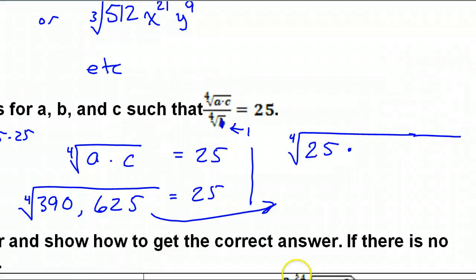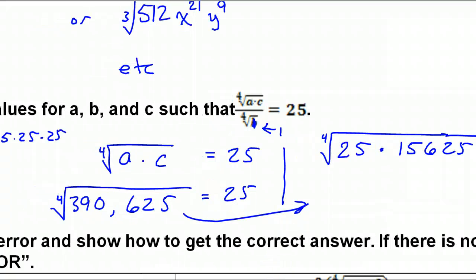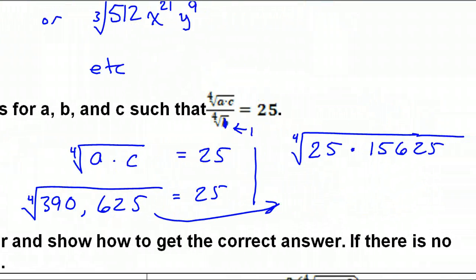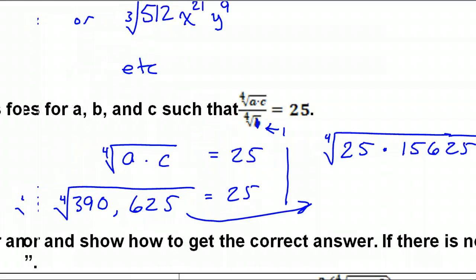15,625. So this could be my A and my C, 25 and 15,625, or anything else that could multiply together to give me this number. It doesn't have to be this, but just as an example, A could be 25, B could be 1, and C could be 15,625.